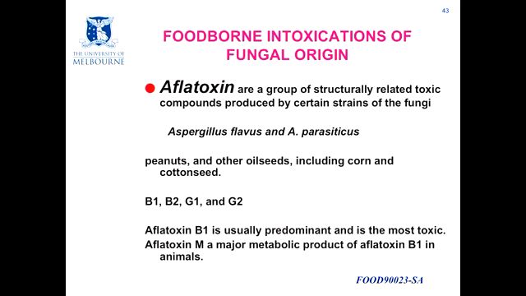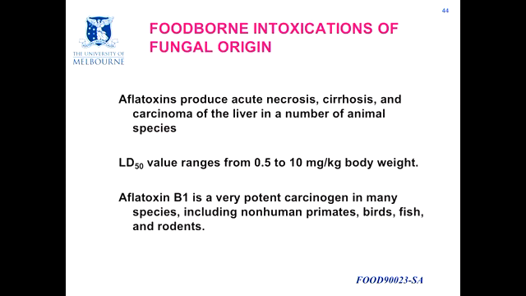So among all of this, usually B1 is very predominant compared to B2, G2, and the final product of metabolism, M1. And that's why when you read in the literature, usually they don't mention M1, M2. They simply list M, meaning it's coming from B1. Aflatoxin can produce acute necrosis, cirrhosis, and carcinoma.